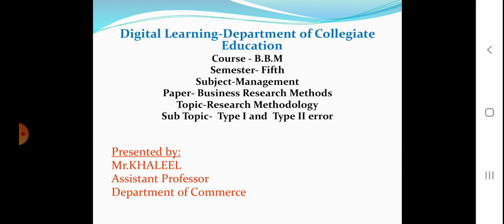As you are aware, in the previous session, we discussed hypothesis: the meaning of hypothesis, definition of hypothesis, and characteristics or features of hypothesis. In this lecture, we are going to talk about the introduction relating to type 1 error, basic concepts concerning testing of hypothesis, meaning and definition of type 1 error, causes of type 1 error, probability of type 1 error, and examples of type 1 error.